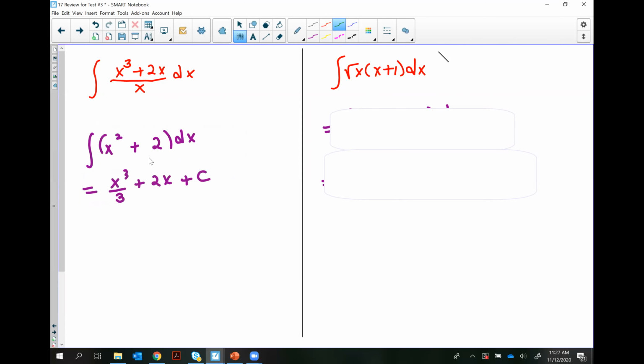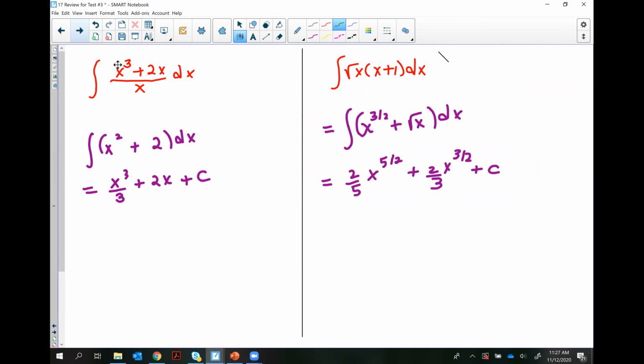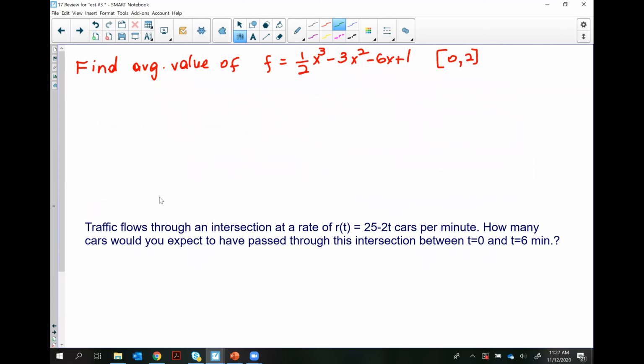So simplify it first and then integrate it. Same thing here, simplify it first by distributing and then integrate term by term. So please check your answers, and then I'm going to do the last 2 problems, find the average value and the net change theorem. So we're given a function f of x equals this.